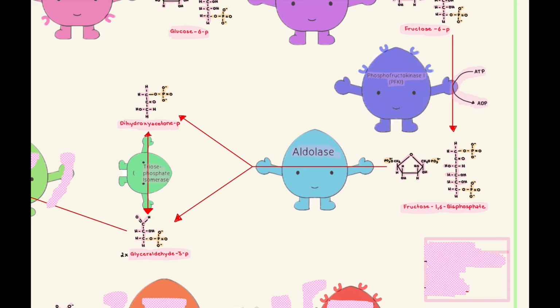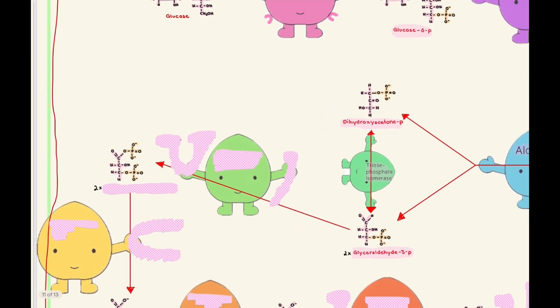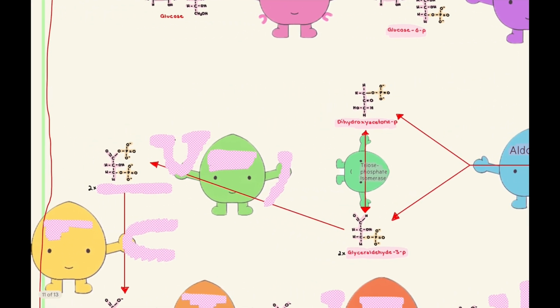The next step involves the conversion of glyceraldehyde 3-phosphate into 1,3-bisphosphoglycerate by the enzyme glyceraldehyde 3-phosphate dehydrogenase. In this process, one inorganic phosphate is being used and one NADH is produced. This process occurs twice since dihydroxyacetone phosphate from the previous step was turned into glyceraldehyde 3-phosphate. So all following steps will happen once for each molecule of glyceraldehyde 3-phosphate.